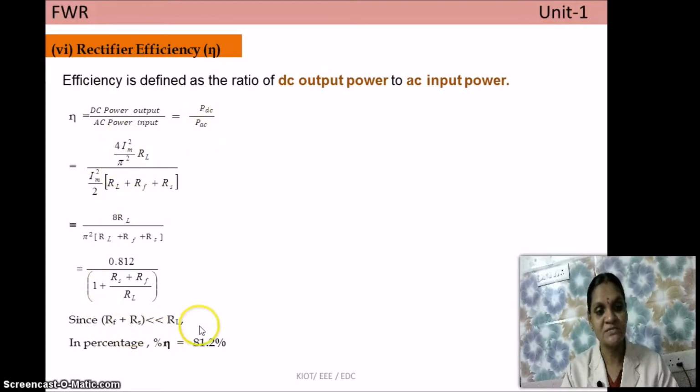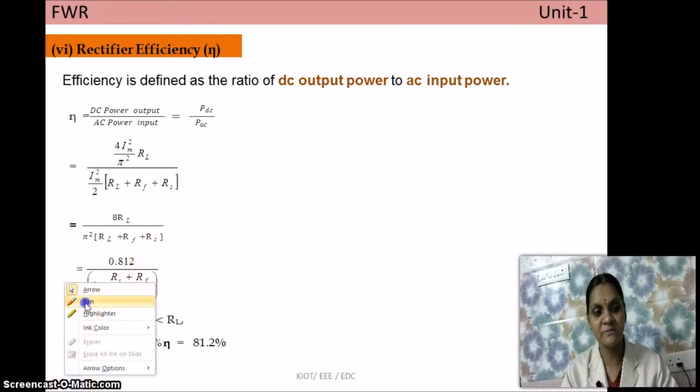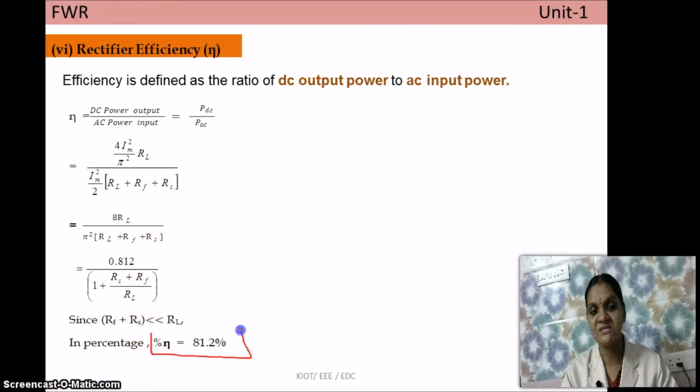And again use the condition that RL is far higher compared to that of RF and RS. So the denominator here is very high, so this term becomes negligible. So efficiency is 0.812. In percentage you have to multiply this by 100, so efficiency becomes 81.2. Whereas in half wave rectifier, how much efficiency did you get? Only 40%. Whereas when we go for full wave rectifier, efficiency doubles. So this is one of the advantages.